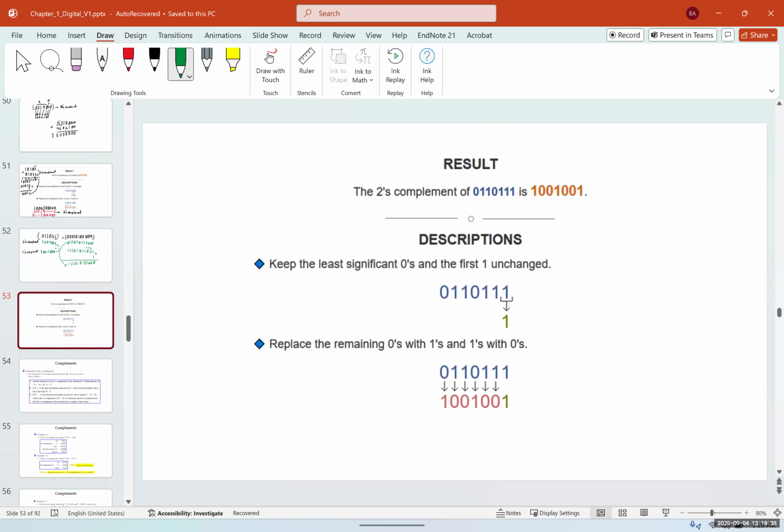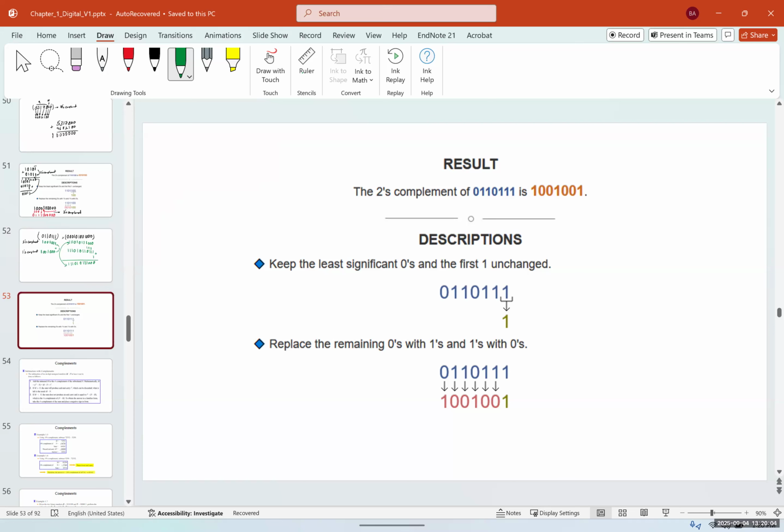This is another example. The twos complement of 0 1 1 0 1 1 1 is 1 0 0 1 0 0 1. So what we do, we would keep the least significant zeros and the first one unchanged, and then we would replace the remaining zeros with ones and ones with zeros.